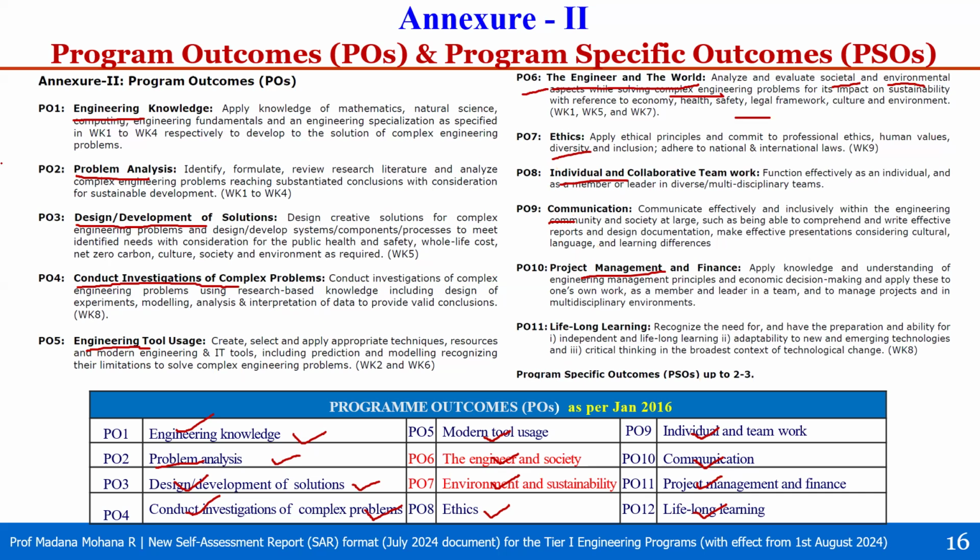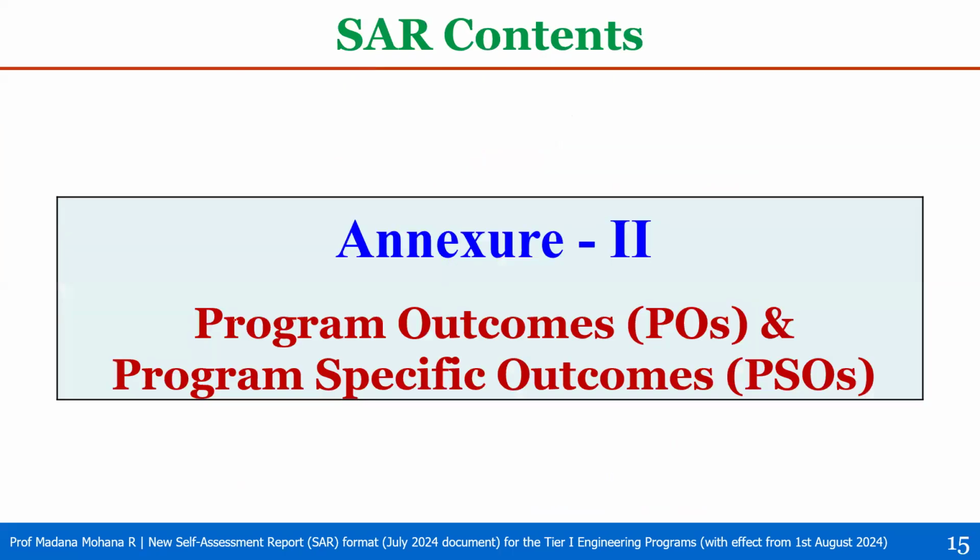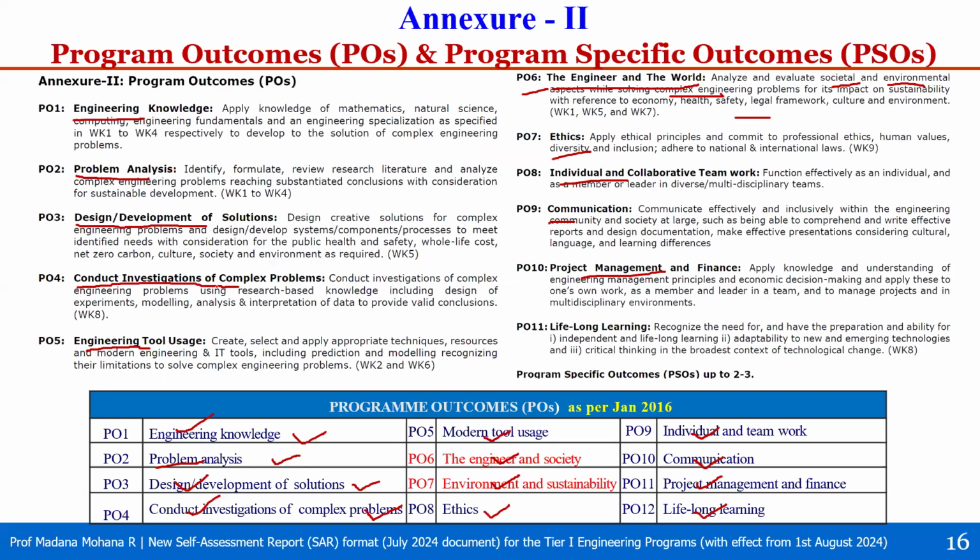Another important change here you can see: previously we have seen the knowledge and attitude profile, WK. So total 9 knowledge and attitude profile parameters, WK1 to WK9. Now see, those are all linked with our PO1 to 11. Now here total 11 POs. Here you can see PO1, what they mentioned: WK1 to WK4 respectively to develop solutions of complex engineering problems. PO1, so we have to link with WK1 to WK4.